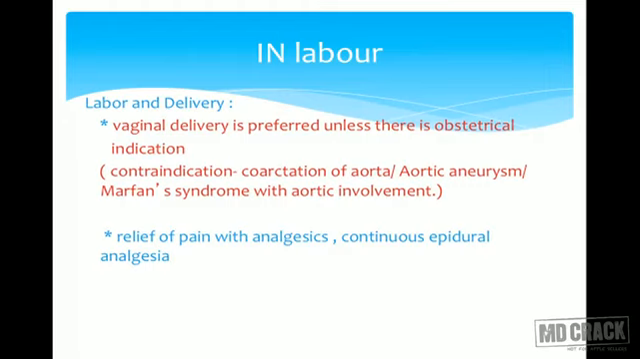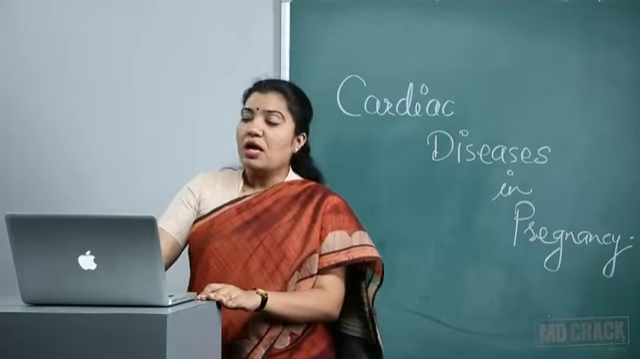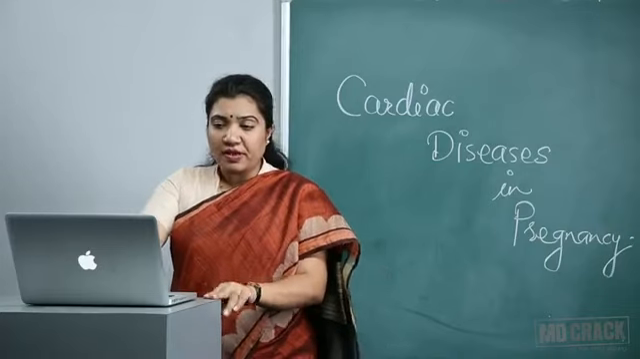For labor and delivery, vaginal delivery is always preferable, even in cardiac disease. The only contraindications are coarctation of aorta, aortic aneurysm and Marfan syndrome with aortic involvement. These are the contraindications for vaginal delivery. To reduce the tachycardia, we can always give relief of pain with analgesics, or we can use continuous epidural analgesia, but that also depends on the lesion and the facilities and the expertise available.